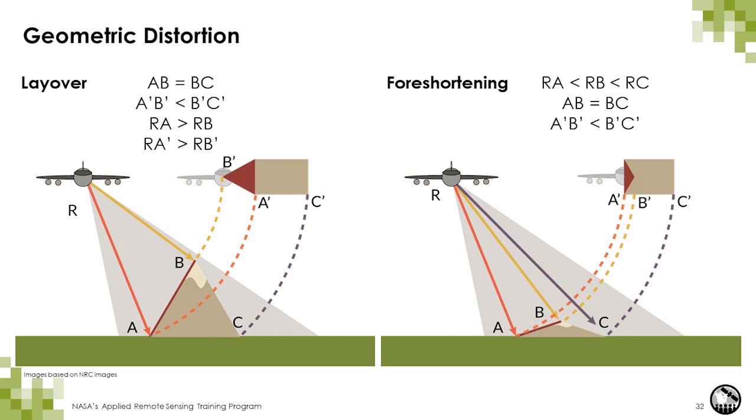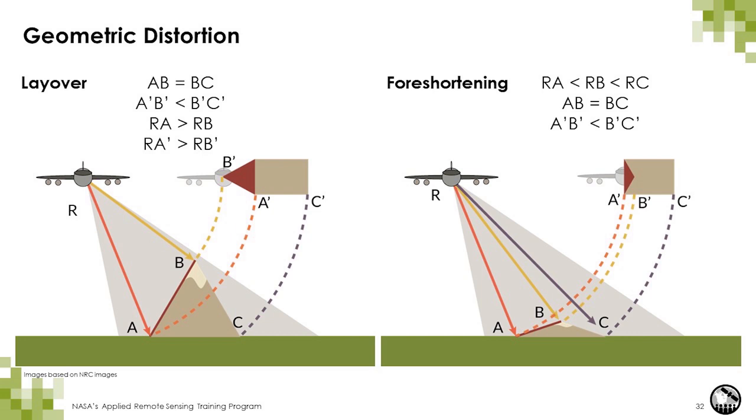Foreshortening occurs when the radar beam reaches the base of a tall feature that's tilted towards the radar before it reaches the top. Because the radar measures distance in slant range, the slope A to B will appear compressed, and the length of the slope will be represented incorrectly. Depending on the angle of the hillside or the mountain slope in relation to the incidence angle of the radar beam, the severity of foreshortening will vary. Maximum foreshortening occurs when the radar beam is perpendicular to the slope such that the slope, the base, and the top are imaged simultaneously.